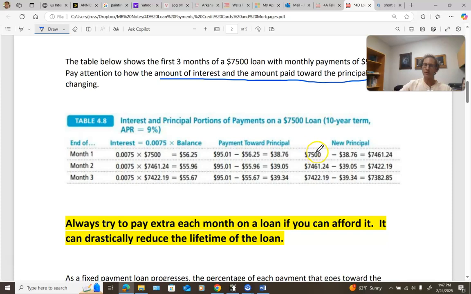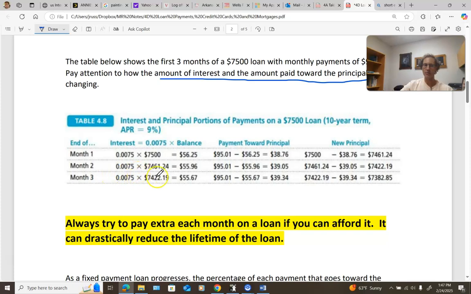So after the first month, the loan is decreased by this amount right here. Okay? But what I want to point out is that initially, the majority of your payment goes to interest. Now look at month 2. We're still finding 0.75% of the balance, but now the balance is a little bit less. And so we're going to pay just a little bit less in interest, which allows us to pay a little bit more in principal that next month. Okay? And this process continues.